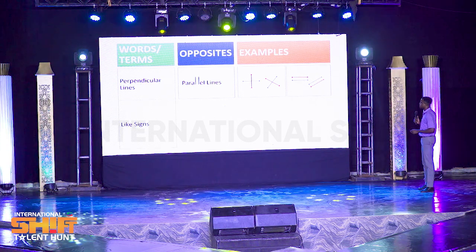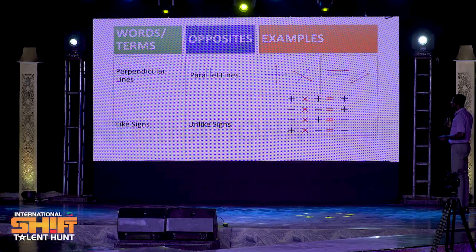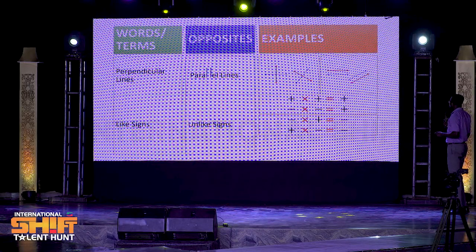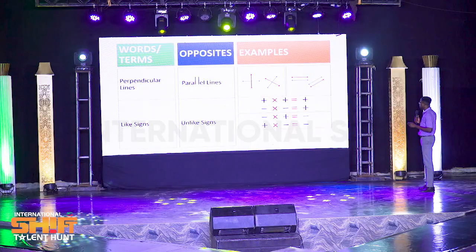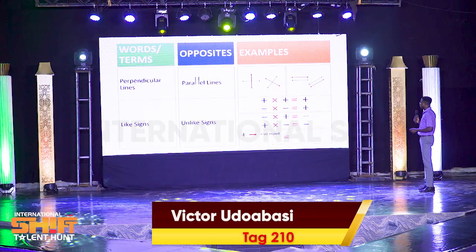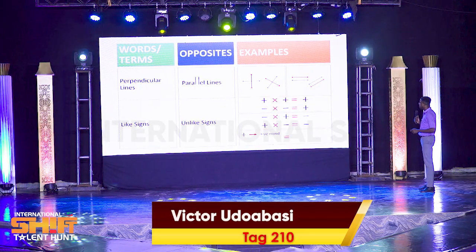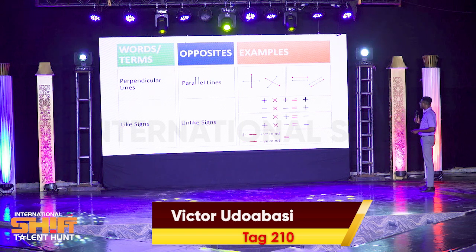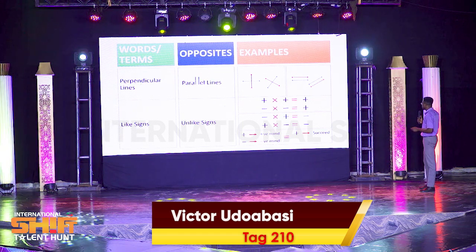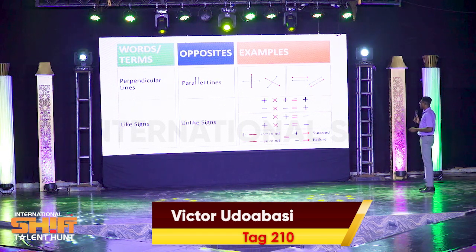Also, we have like signs and unlike signs, the opposite. Under like signs, we have plus times plus equals plus, minus times minus equals plus. Under unlike signs, we have minus times plus equals minus, and plus times minus equals minus. One of the concepts to help anybody remember this without cramming is that at our left hand, let's consider plus to be positive mind and minus to be negative mind. At our right hand, let's consider plus to be succeed and minus to be failure.